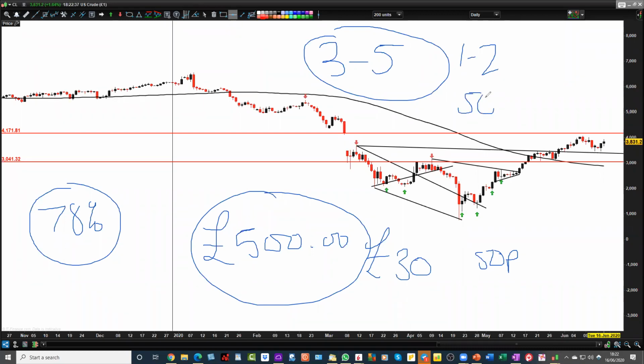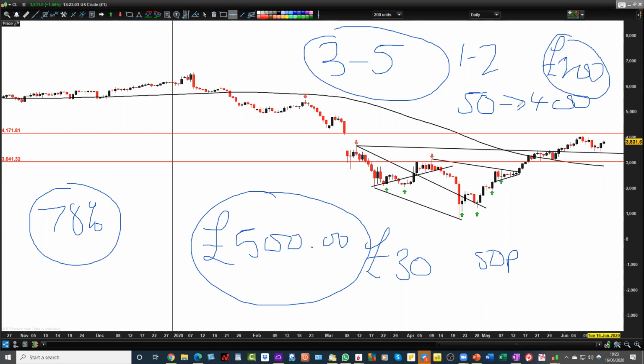minimum 50 pips, and a trade I did yesterday generated around 400 pips. So the trade I alerted our members to yesterday generated £200 on a 50p a pip trade.